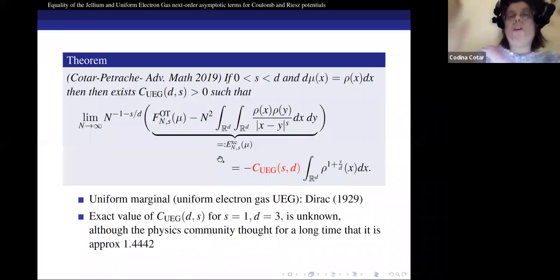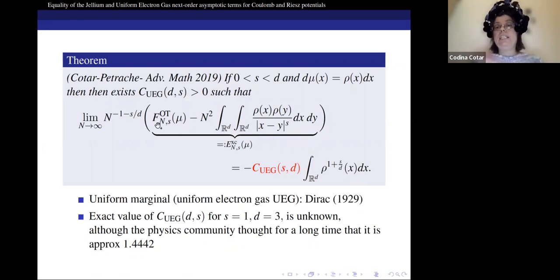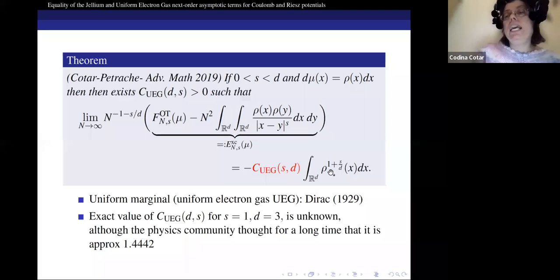And what all these three results, if I put together all the results that everybody got in 2017, what we could say is that we can show that the limit of this quantity is equal to some constant, which only depends on s and d, times this integral of rho to the 1 plus s over d, dx. Now I'm calling this constant C_UEG, from the case where rho is a uniform measure.